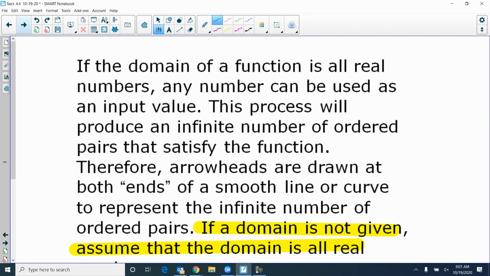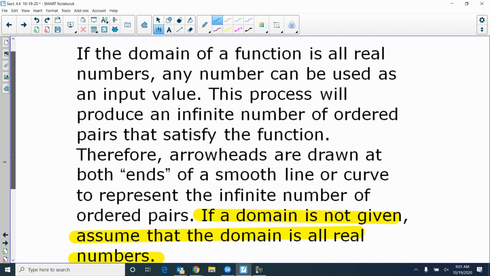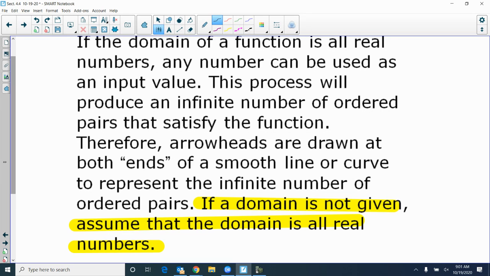If the domain of a function is all real numbers, any number can be used as the input. Now, here's the difference. For all those 3 problems, I gave you the domain. I said, you plug in these numbers. Sometimes we won't tell you what to plug in. If I don't tell you, this is where you have to connect the points. It says, this process will produce an infinite number of ordered pairs that satisfy the function. Therefore, arrowheads are drawn at both ends of the curve. If the domain is not given, assume it is all real numbers.